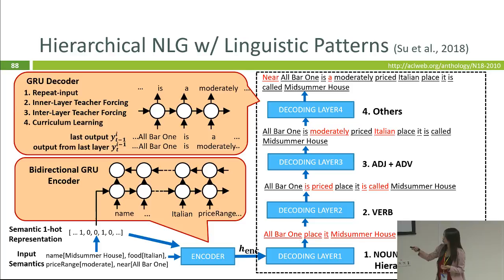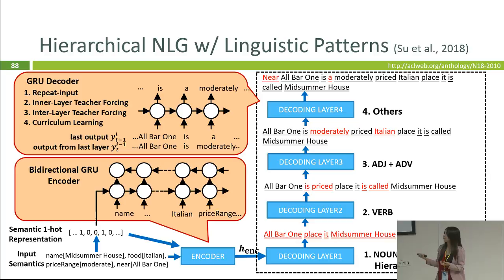In this work, they use a very similar approach in the encoder and decoder. But in the decoder, they have a lot of layers to decode based on different linguistic patterns. For example, they will generate the noun and pronoun first, then generate the verb, and then generate the others. Finally, they can have a longer sentence that is also probably grammatically correct, just like children learn how to speak. In the beginning, they just learn the noun, like the content word, and then they add more information to the sentence.